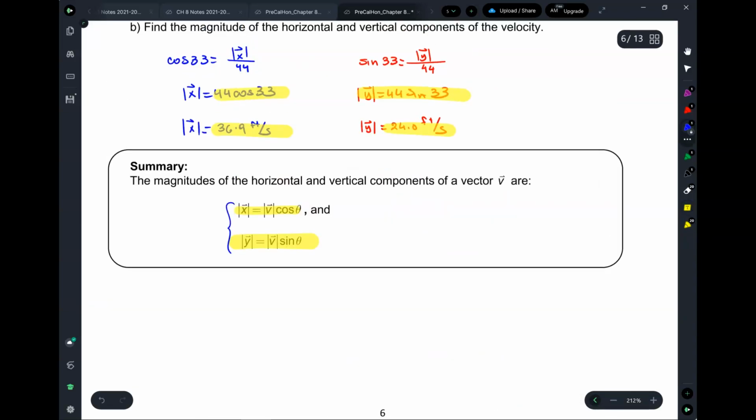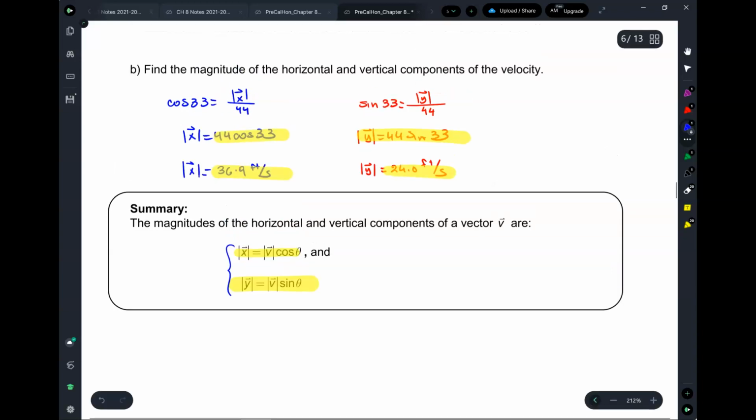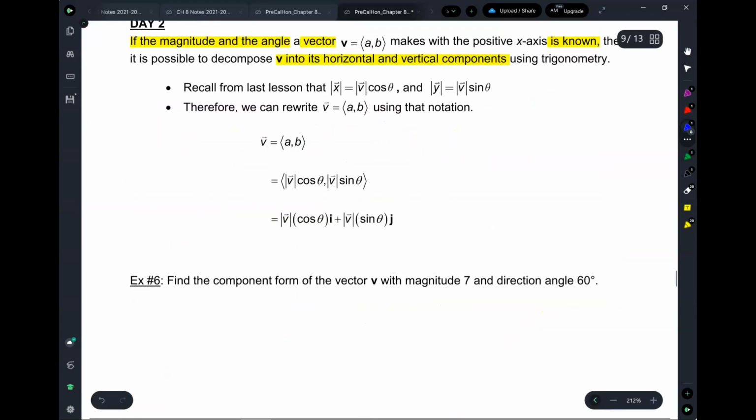We learned that the horizontal component is the magnitude of the vector times cosine theta. The vertical component is the magnitude times sine theta. And right over here, we found the horizontal and the vertical components. You can take these two numbers, 36.9 and 24.0, put them in those vector brackets and write them in component form. So that's what we're going to talk about here.